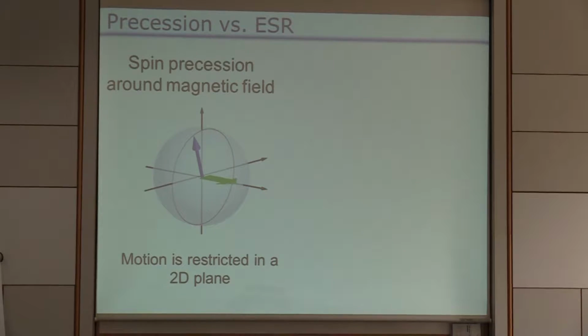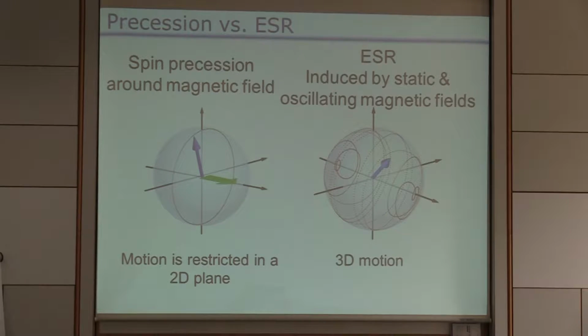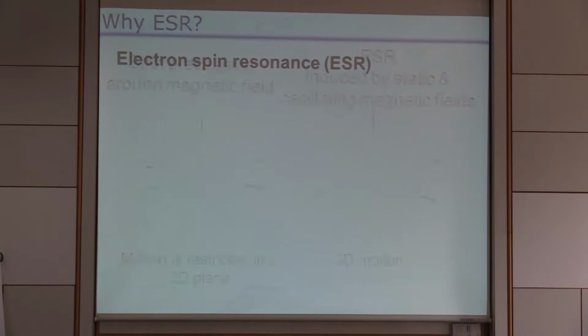So far, we have measured the spin precession around the static magnetic field, the effective magnetic field. This is a two-dimensional motion, meaning the motion is restricted in a two-dimensional plane. But when we induce electron spin resonance, we can change the direction of the spin in three dimensions. So this is needed for future spin qubit operation.